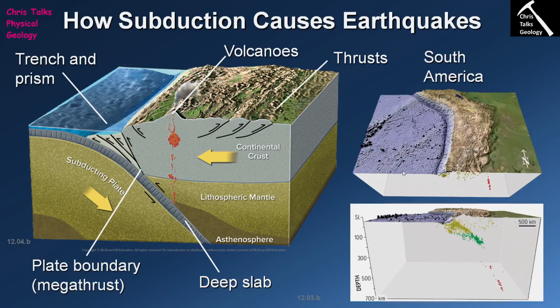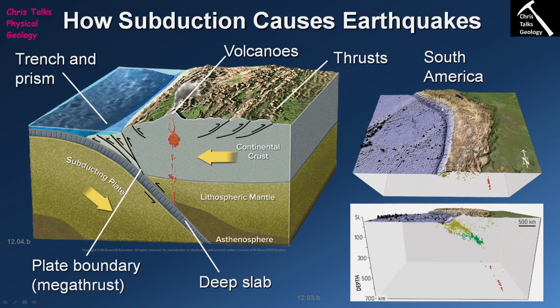Now, in terms of South America itself, we can analyze the earthquake activity, and it gives us some idea about what's going on. So here's a plan view of South America. We can see here's the Nazca plate over here, oceanic crust. We have the South American plate over here, which is continental crust. And we can see the trench here, which marks out the position of the subduction zone, where the oceanic crust is subducting underneath the continental crust.